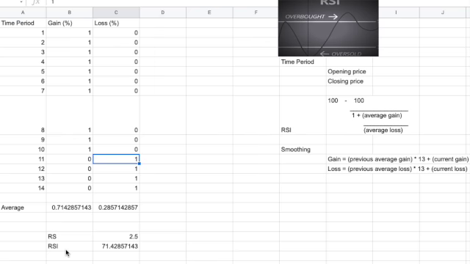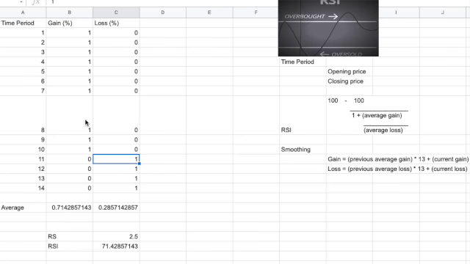When it is above 70, it's called overbought, which basically means that because there have been a lot of gains over a lot of time periods, more number of gains, people have been buying this stock. So it's overbought. And when you have a lot of losses and fewer gains, then you come into the oversold category.